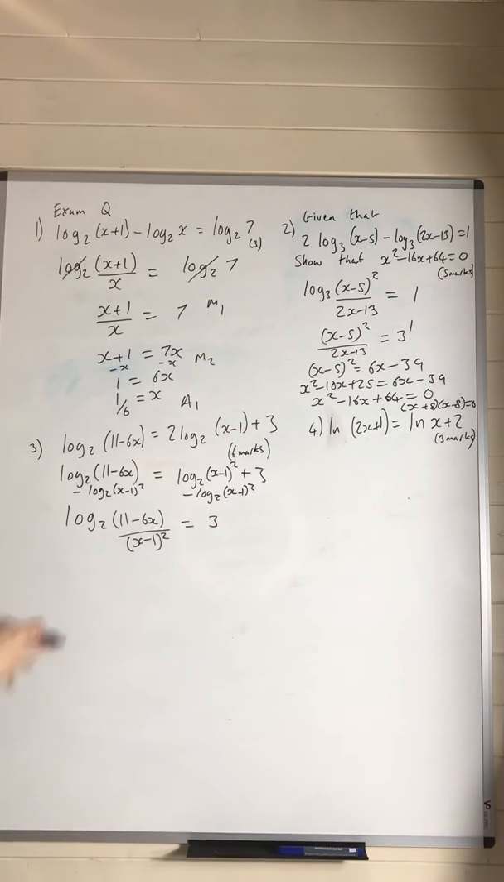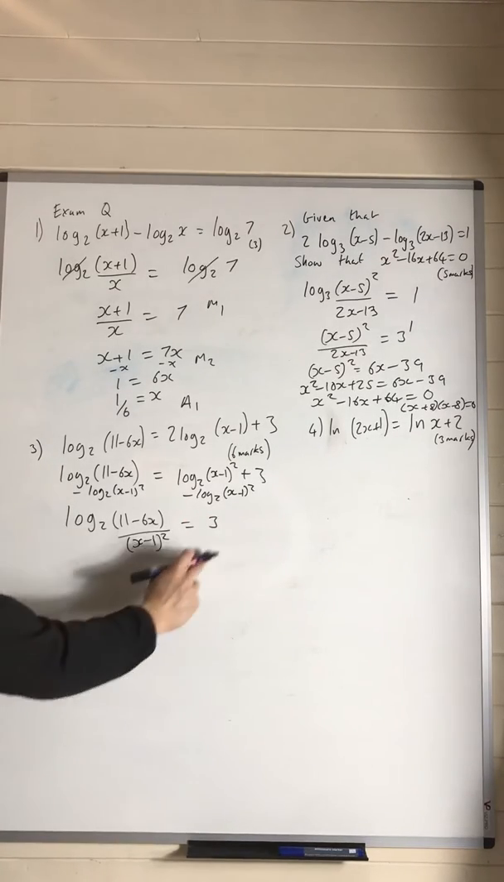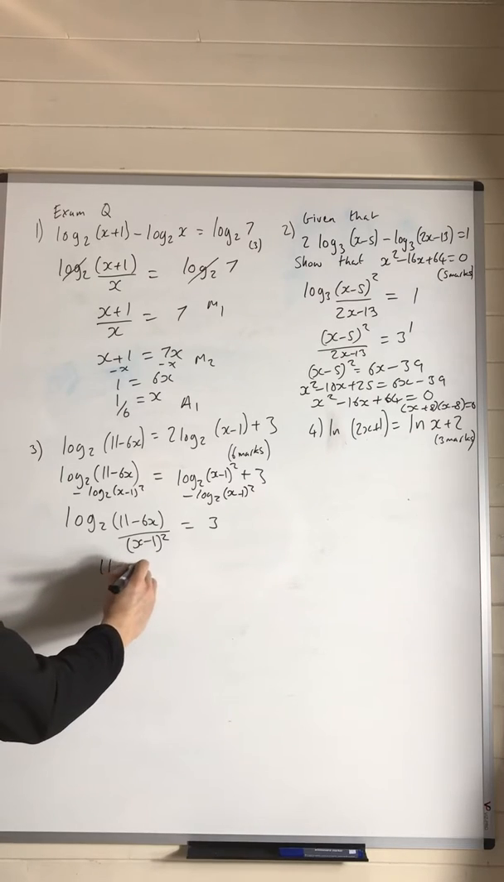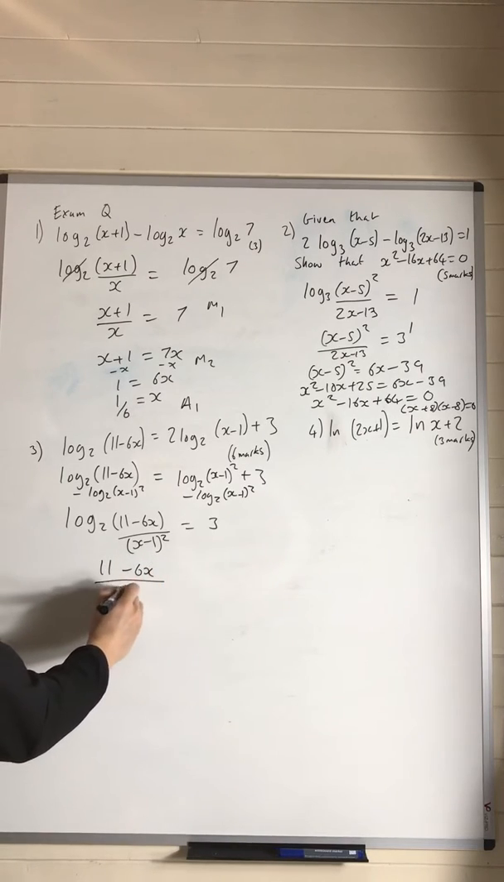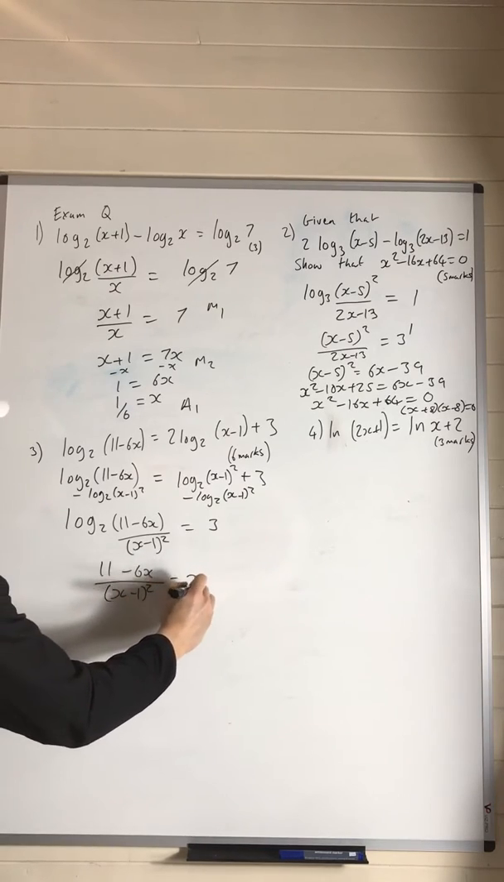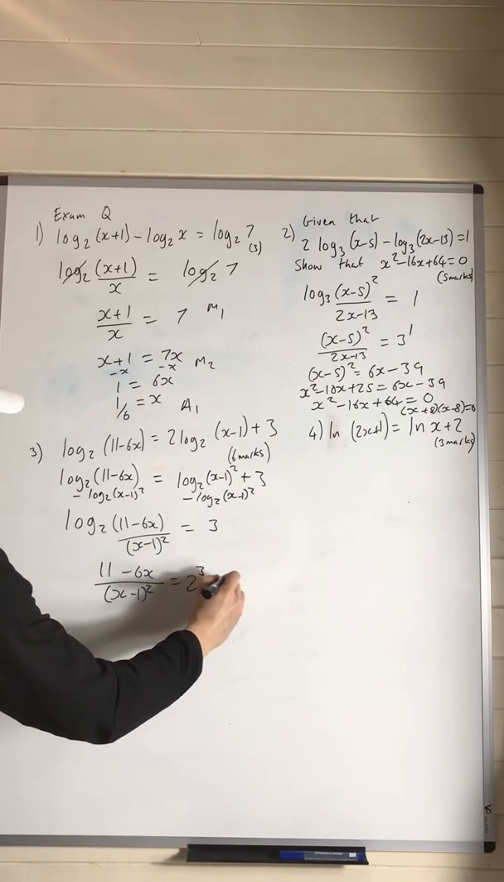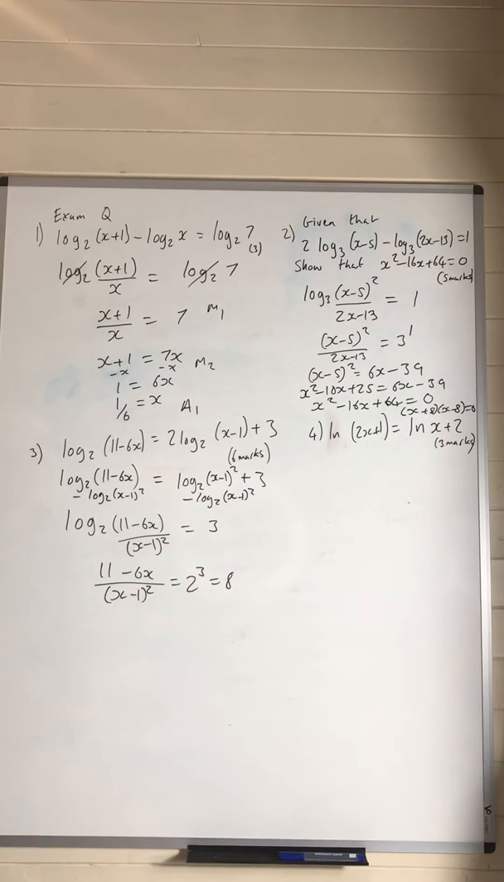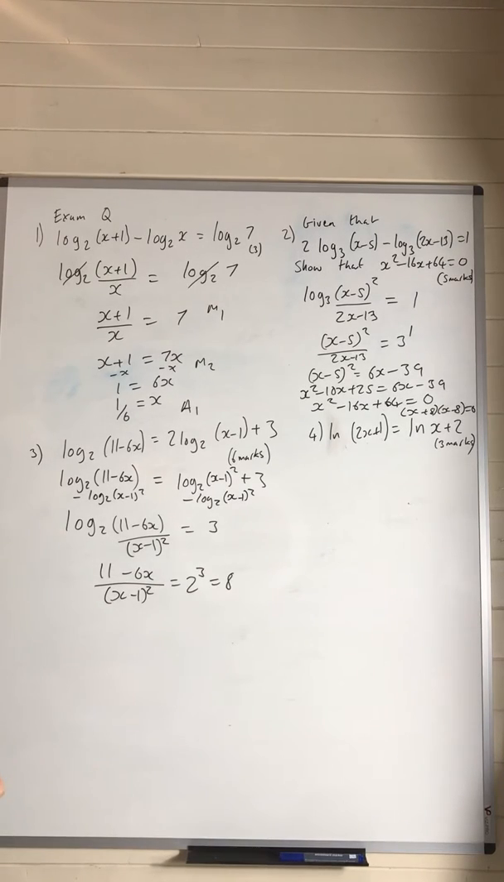Now, remember, we can remove the logs. So 11 minus 6x over x minus 1 squared equals 2 to the power of 3, which you should know equals 8. And we solve like before.